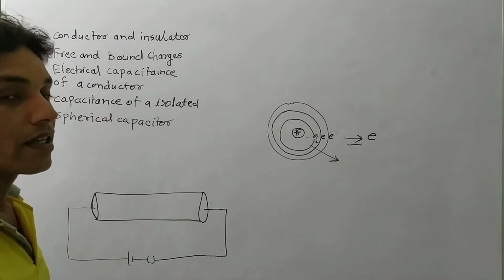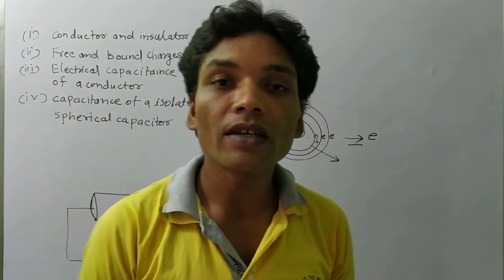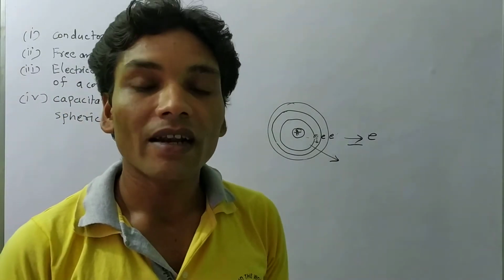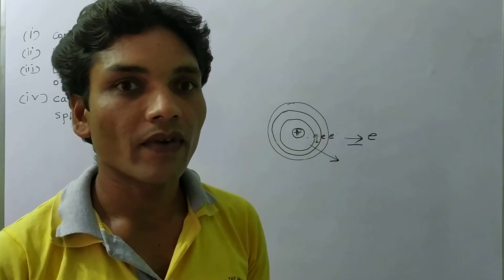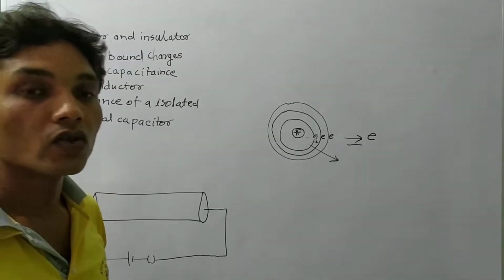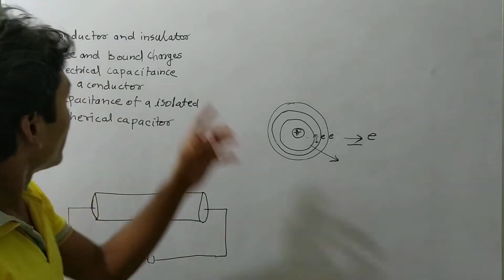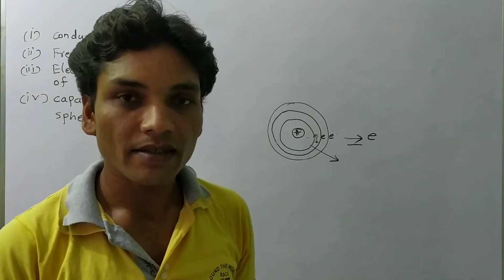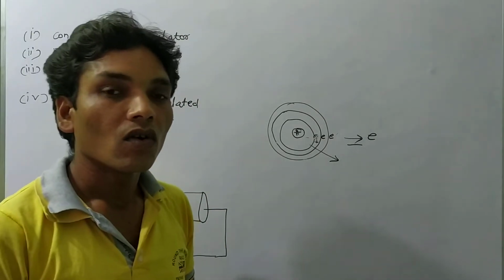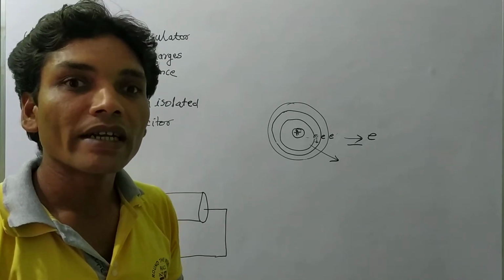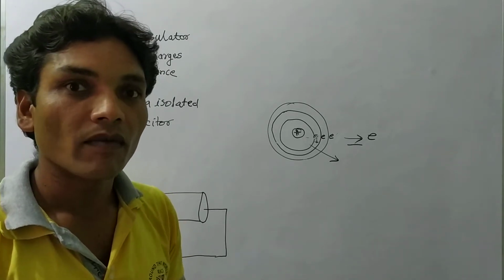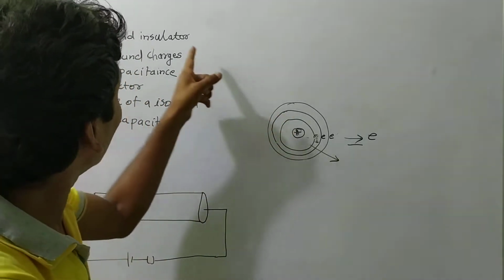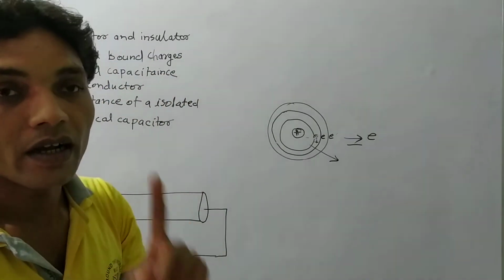First, conductor and insulator. On the basis of their behavior in an external electric field, materials are classified into two categories: first, conductor, and second, insulator. Conductors are those substances which allow the large scale movement of electrons through them when an external electric field is applied on them. That is called a conductor.